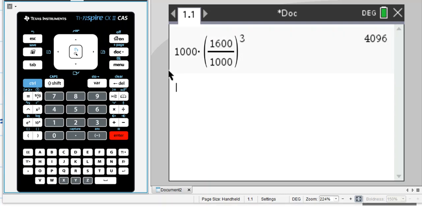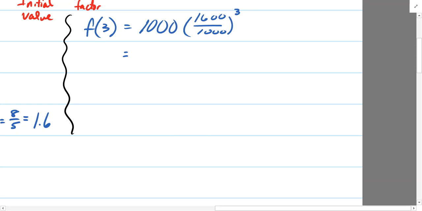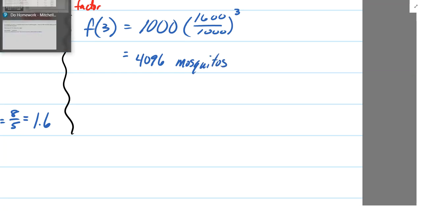The result ends up being 4,096 mosquitoes, and there are no decimals to worry about, so we got lucky there. F of 3 is 4,096 mosquitoes. Let's check our answer on Math Excel.